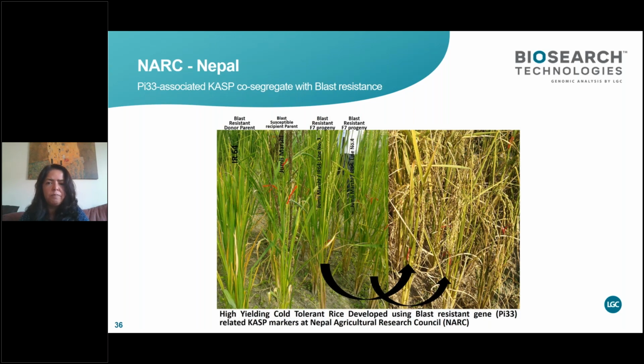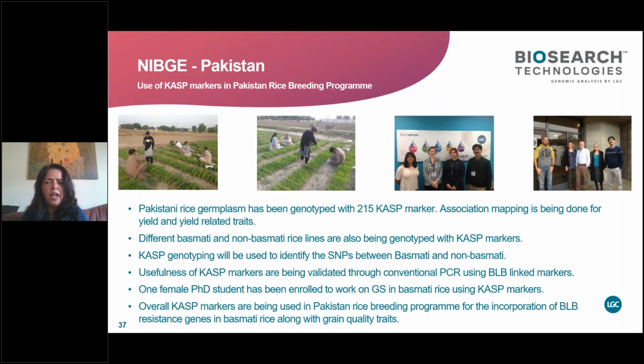In NIBGI, they have been using 215 KASP markers, and at the moment, association mapping is being done for yield and yield-related traits. We have a differentiation between Basmati and non-Basmati lines that are also being genotyped with KASP markers. And overall, the KASP markers are being used in the Rice Pakistan breeding program for the incorporation of BLB resistance in Basmati rice, along with other grain quality traits.